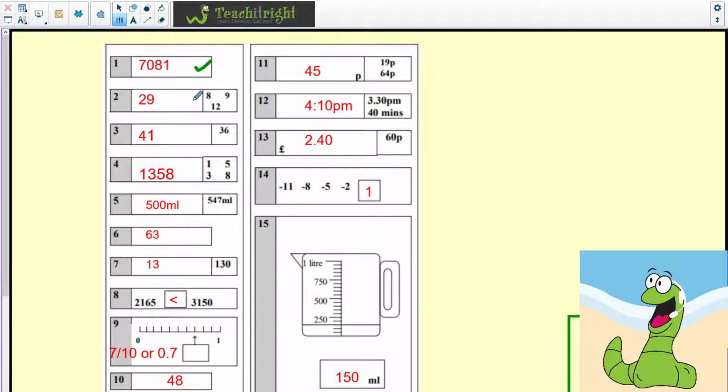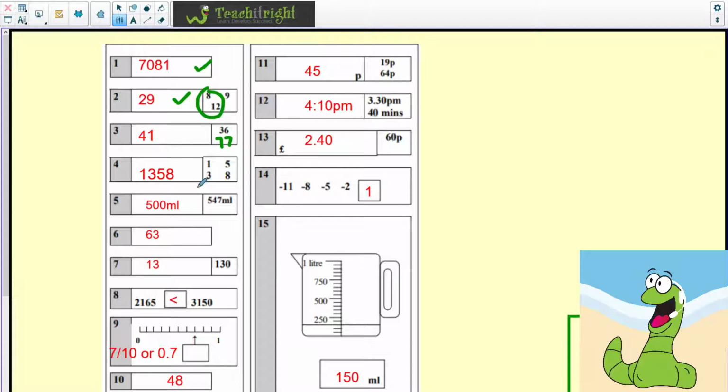7,081. Remember, when we add those numbers up, we get 29. I would have actually put the 8 and the 12 together to complement to 20 and then add the 9. Then we had to find the difference between 77 and 36. Notice they only gave you 36 this time, so you really had to listen to the questions carefully. Not quite so much information in this particular test.